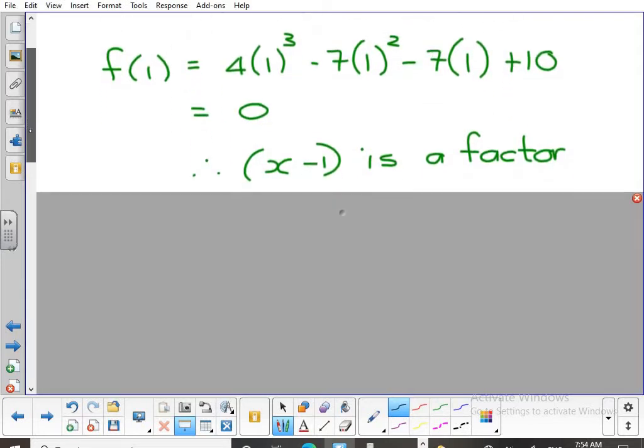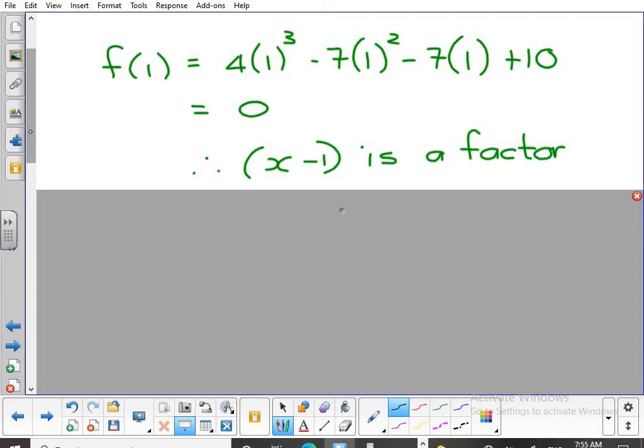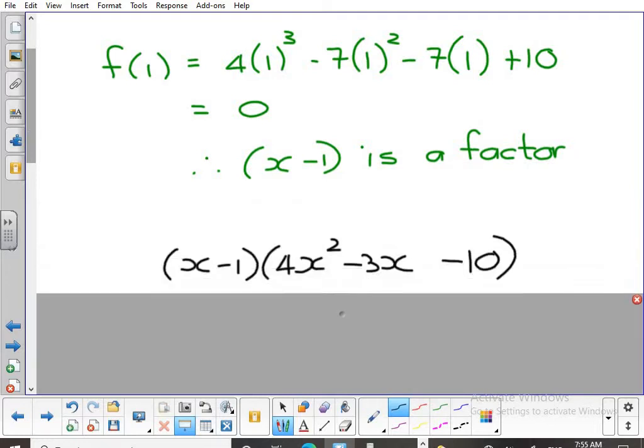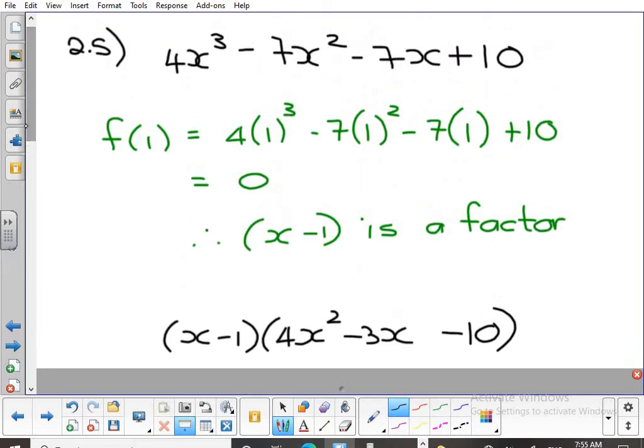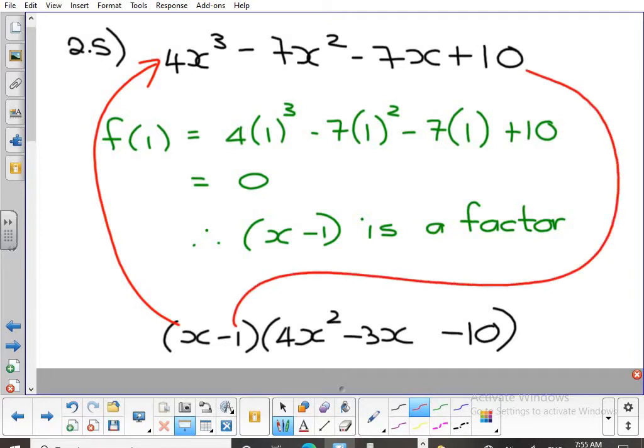Right. So, what happens next is, that would be x minus 1 in brackets, 4x squared. So where did I get the 4x squared from? If I go to the top, I say to myself, alright, with what should I multiply that x to get to that? And the answer would be 4x squared. And then I said, with what should I multiply that negative 1 to get to that positive 10? And the answer is minus 10.